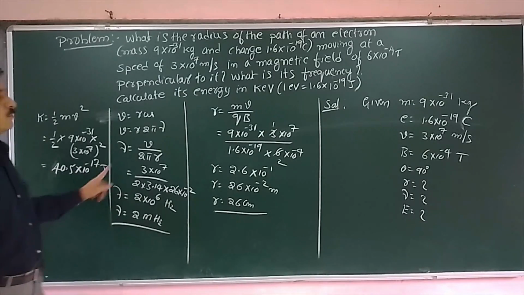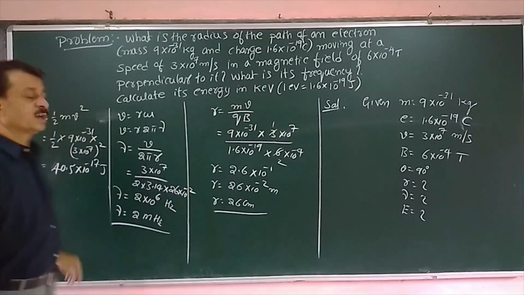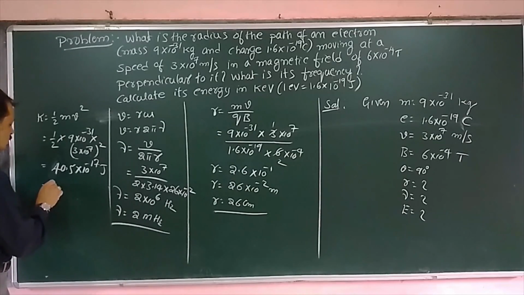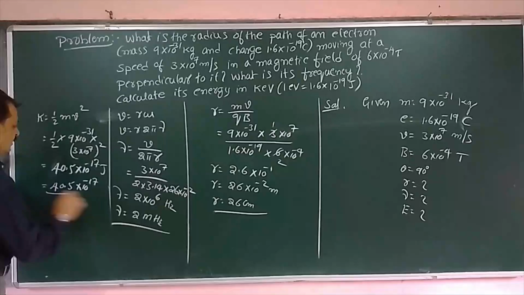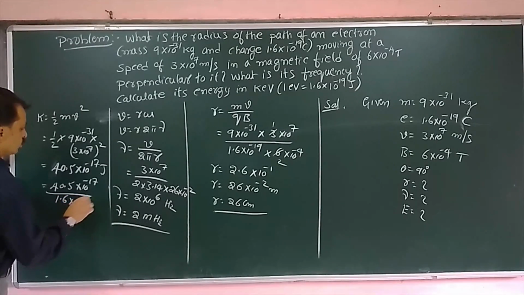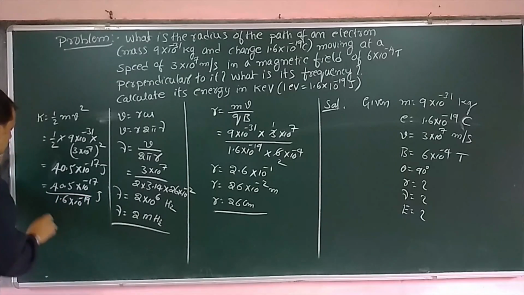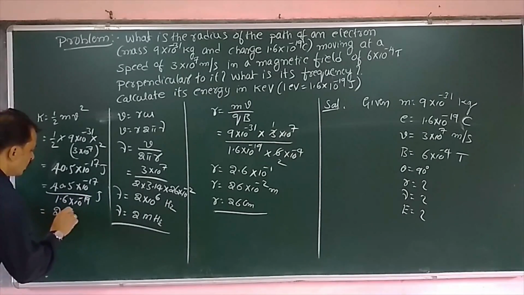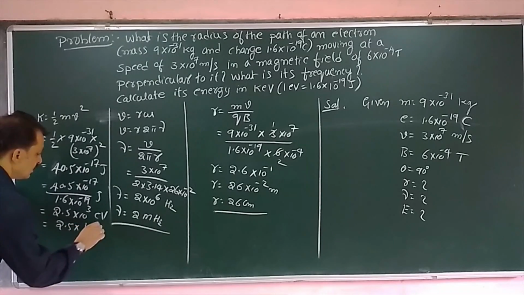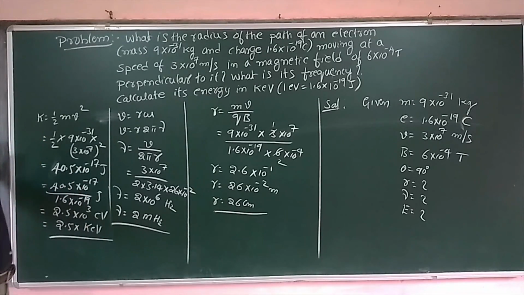It is in joules, but they have asked to write it in kilo electron volts. Now that is equal to 40.5 into 10 to the power of minus 17 divided by 1.6 into 10 to the power of minus 19, which gives 2.5 into 10 to the power of plus 3 electron volt, or 2.5 kilo electron volts. That is the energy of the particle.